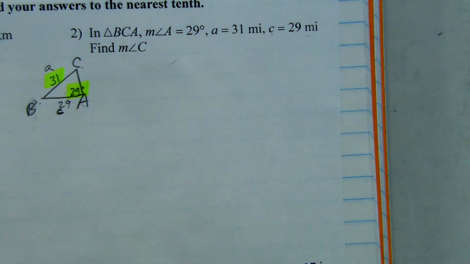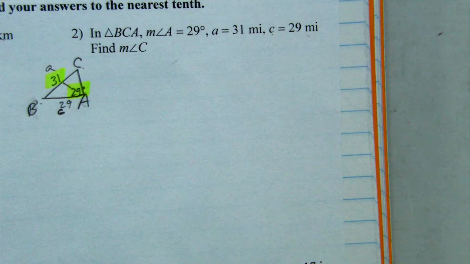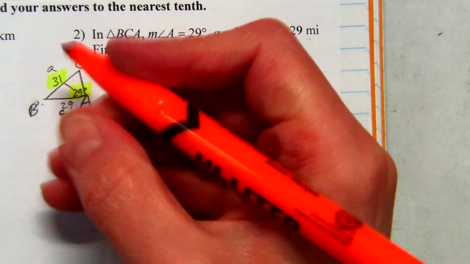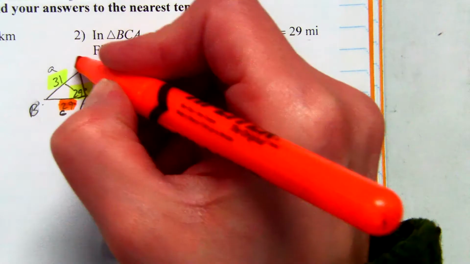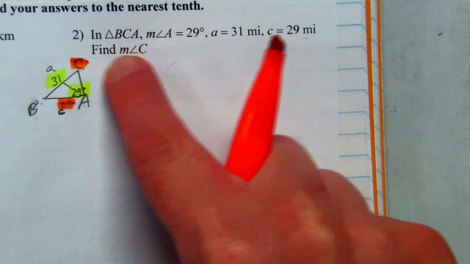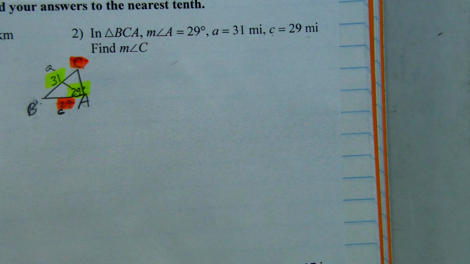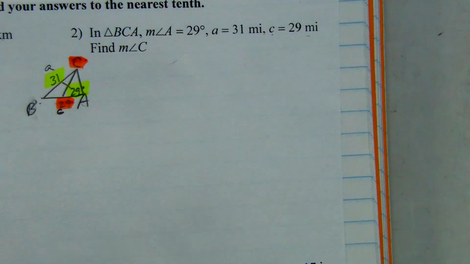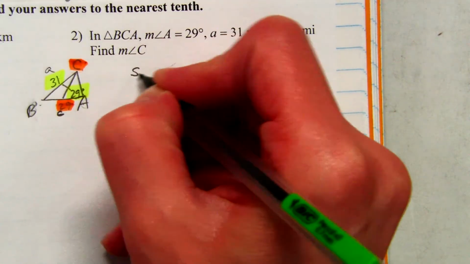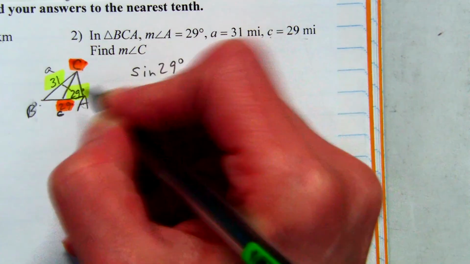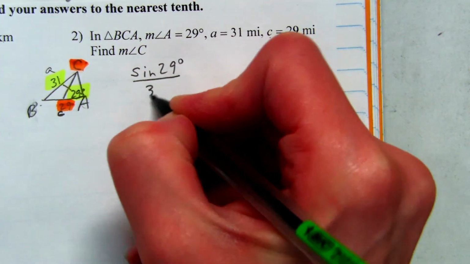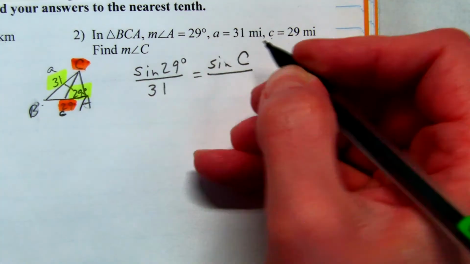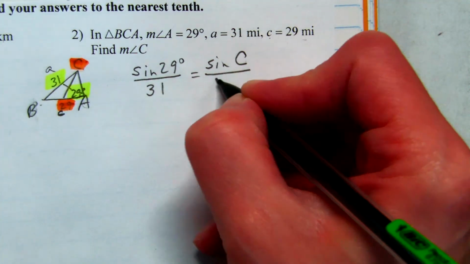Remember, they have to be across from each other on the triangle. And then the 29 that we have is across from angle C, which just so happens to be the one that we're looking for. Find the measure of angle C. So then those go together. So we set up the law of sines. So sine of 29 degrees over 31 equals sine of angle C, which is a capital C, over 29 miles.